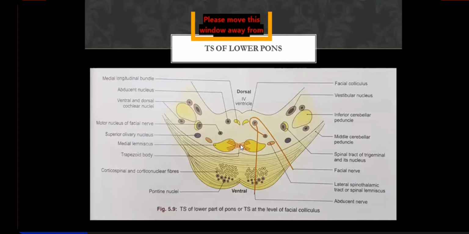Okay? And there you find the decussation of the trapezoid body in between. This is related to hearing, the auditory pathway, which we'll discuss later on. There in the pons, in the basilar portion of the pons, you find the corticospinal tract or corticonuclear tract. This was a highway for the descending impulses, called the pyramidal tract, right?